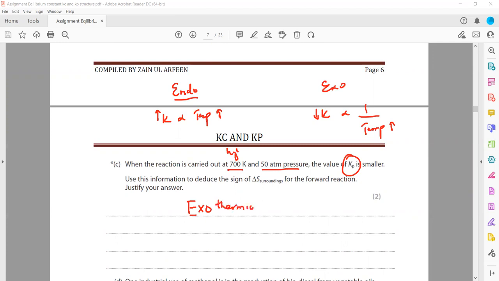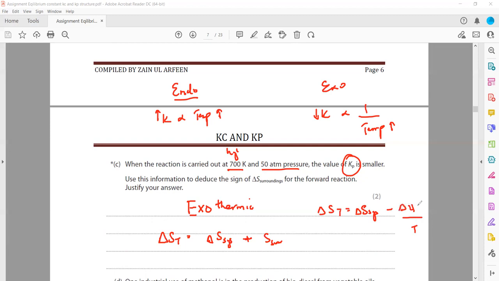So the forward reaction is exothermic. And the total entropy is related to R ln K. How is the total entropy given? The total entropy is given by the entropy of the system, that is product minus reactant, plus the entropy of the surrounding, which is minus delta H by T. So we can say the total entropy is equal to the entropy of the system, which won't change, minus delta H by T.